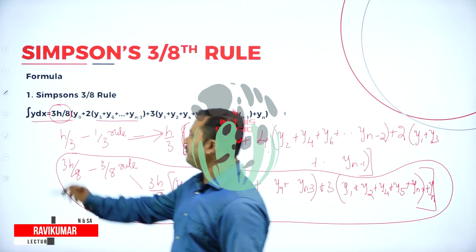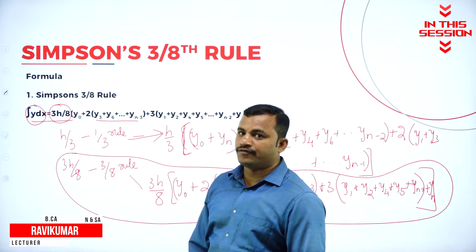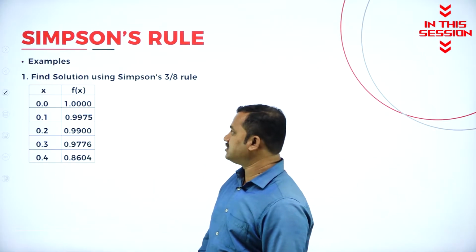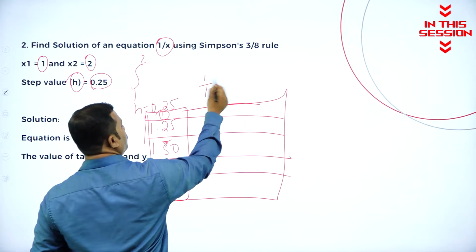Suppose in this case we have integration of y into dx where y is equal to f of x. What is the value of f of x then? When the value of x equals 1, what is the value of y? That is 1 by 1, we will be left with 1.